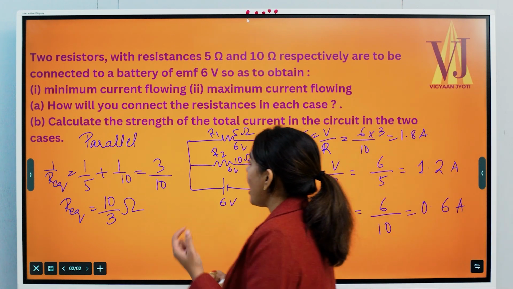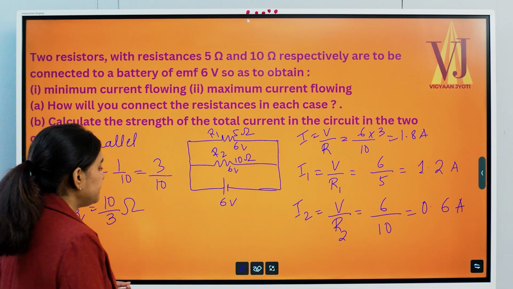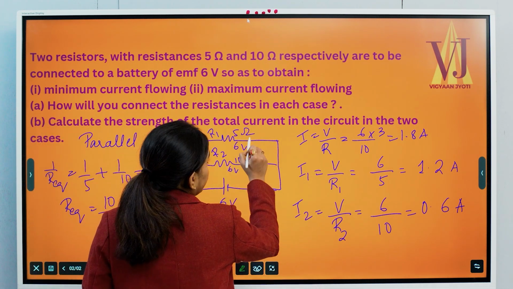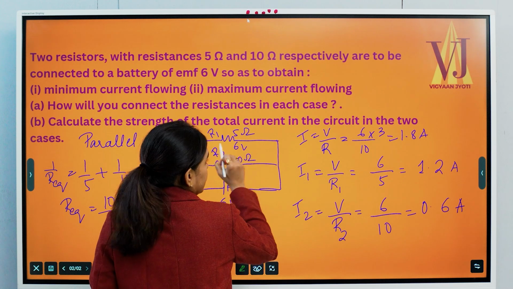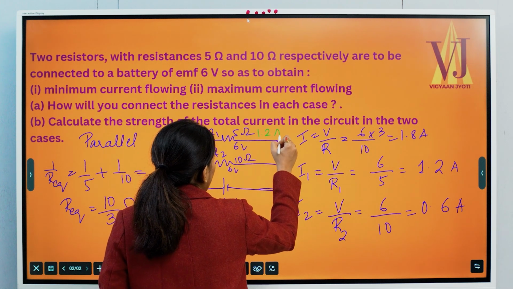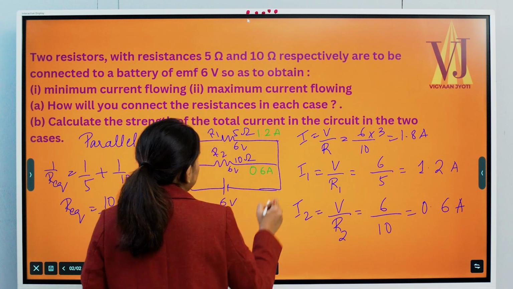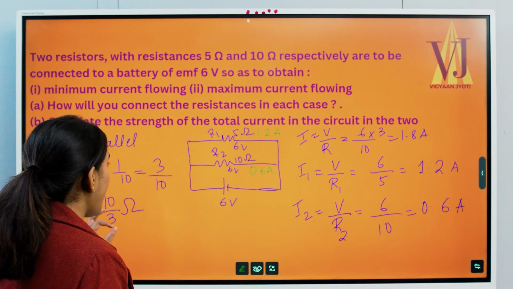Clear? That means we have overall found out that the current passing through this resistor will be 1.2 ampere, and that passing through this resistor will be 0.6 ampere. Clear? That means we have found the specific currents.